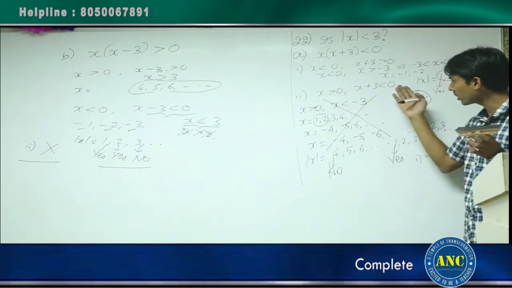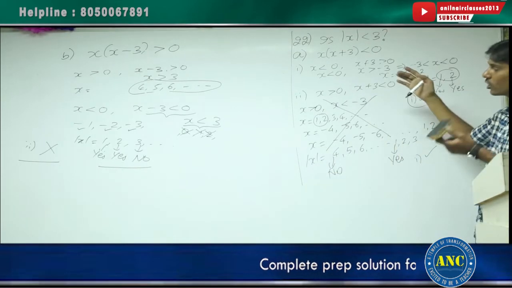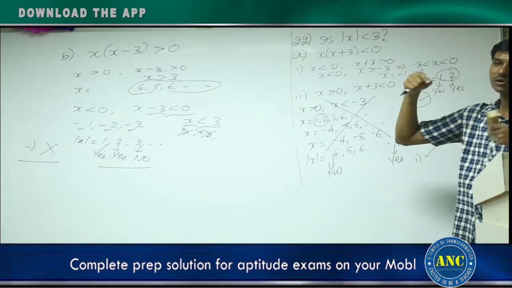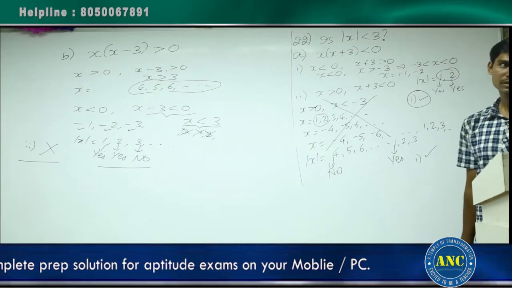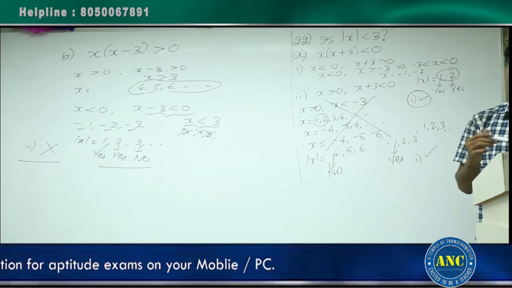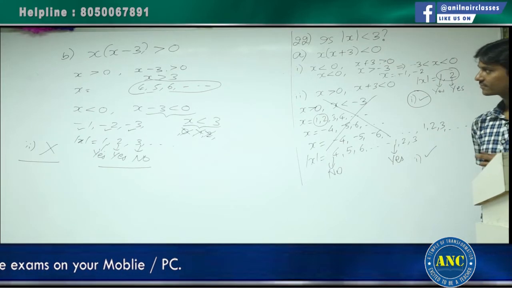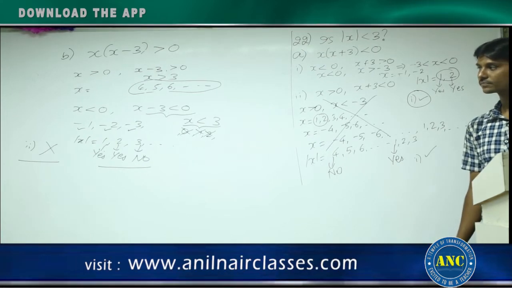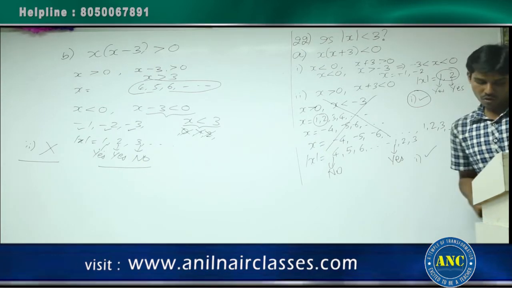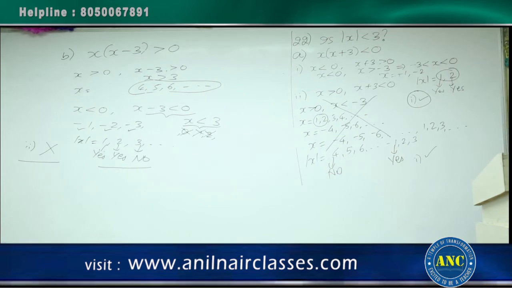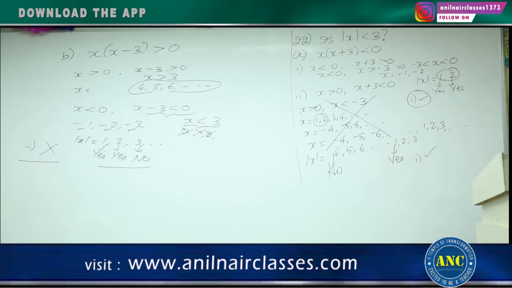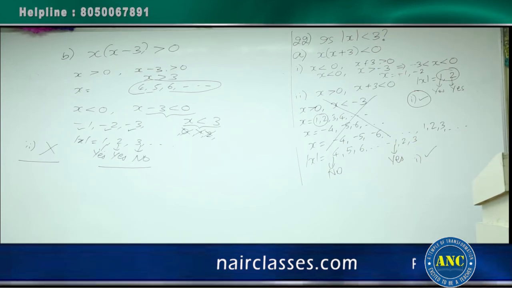Here also same thing. You are confused with some values, which one to take, which one not to take. Substitute in this equation. Take x value, it should be less than 0. Only consider those values. Clear, right? Solving the inequality is also one way. Statement 1 alone is sufficient, statement 2 alone is not sufficient. Option A.